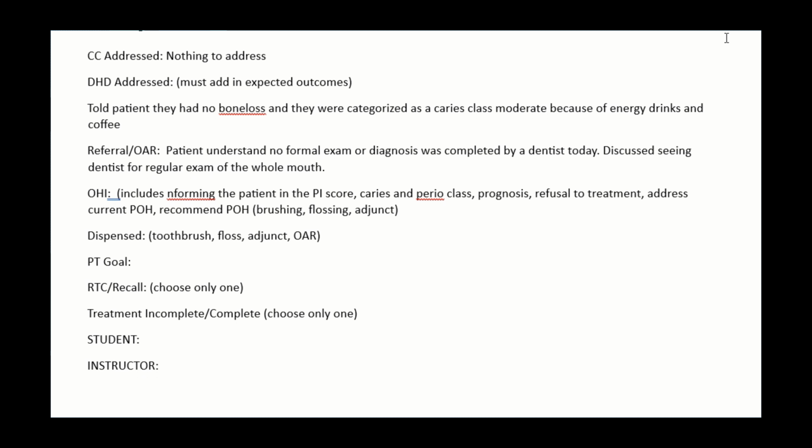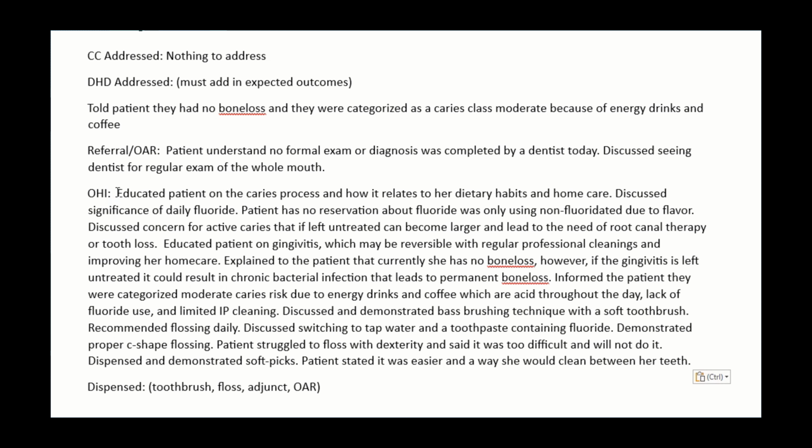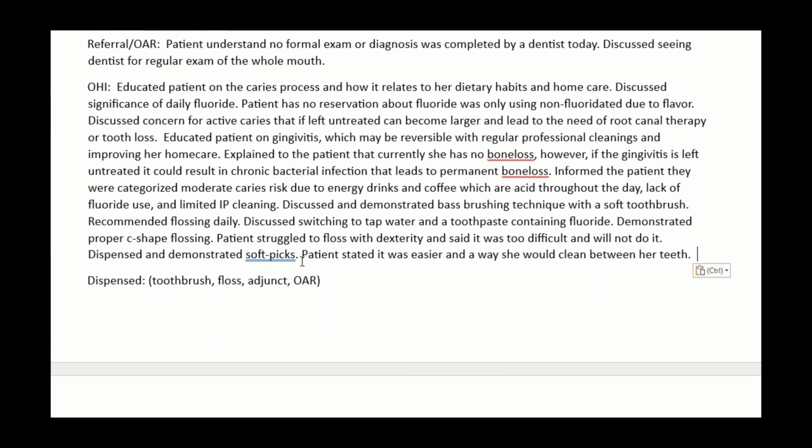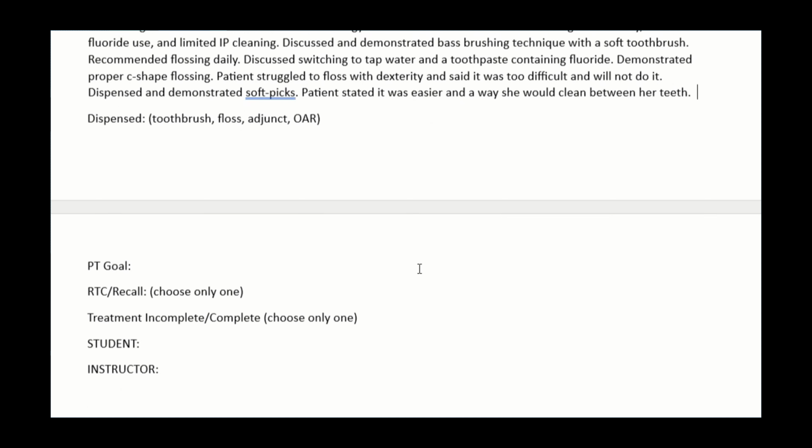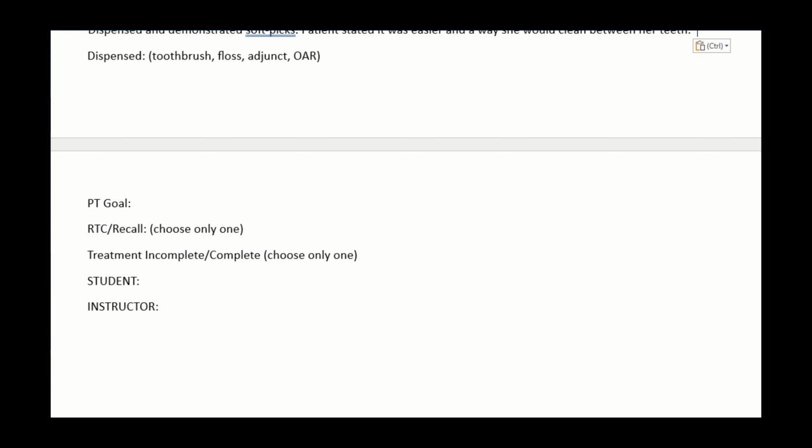When you go into your OHI, it needs to be pretty specific. Everything that you say to your patient, everything that you do to your patient needs to be documented in the oral hygiene instructions. So this is going to be the bulk of your SOAP notes in your P. Then what did you dispense? I dispensed a toothbrush, floss, toothpaste, a soft pick, and I gave my patient an OAR.